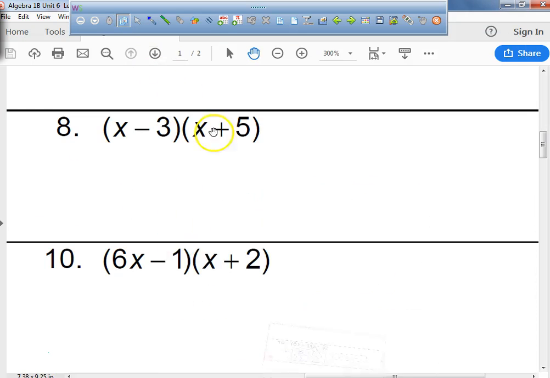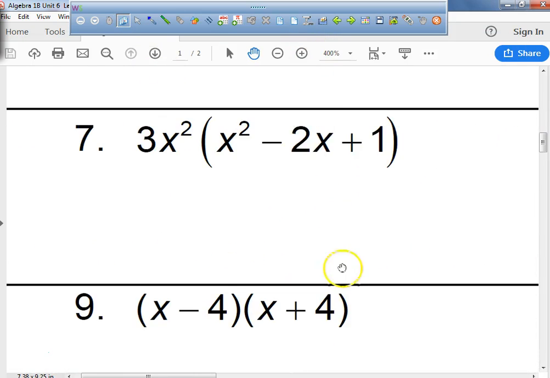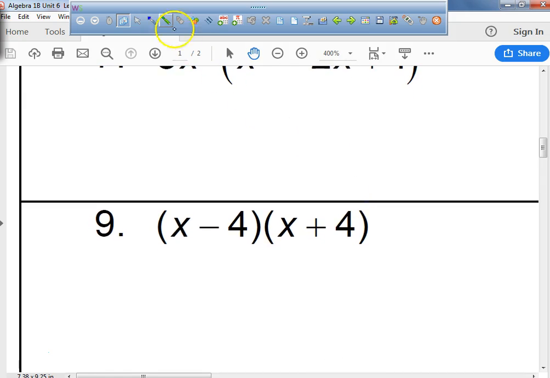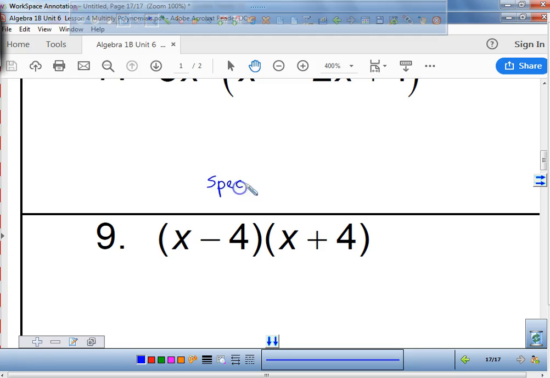Alright, so right now, what I'd like you to do in your journal is write down a special product. This special product is what's known as a difference of squares.